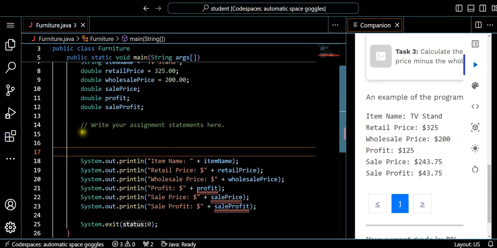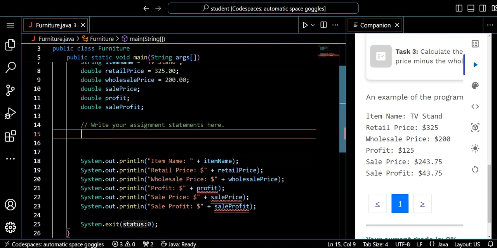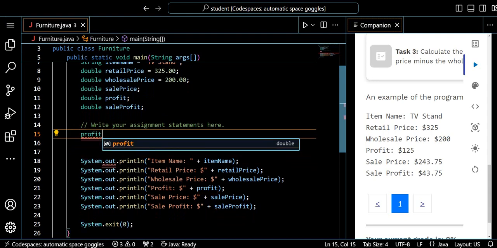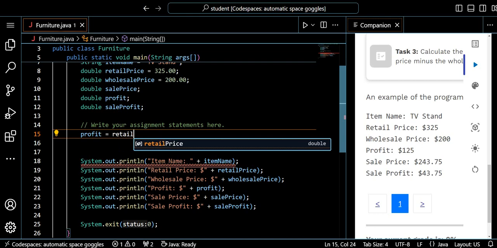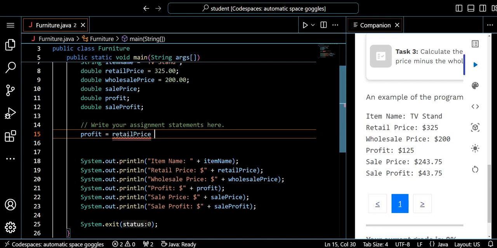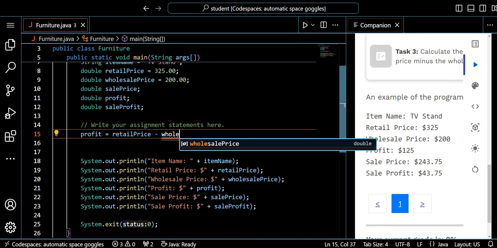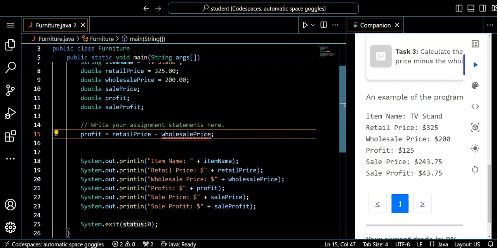And let's dive on in. Write your assignment statements here. So let's go ahead and start with profit, and it equals retail price minus wholesale price. Sale is one word, so make sure you don't camel case. Let's go down to our next line.